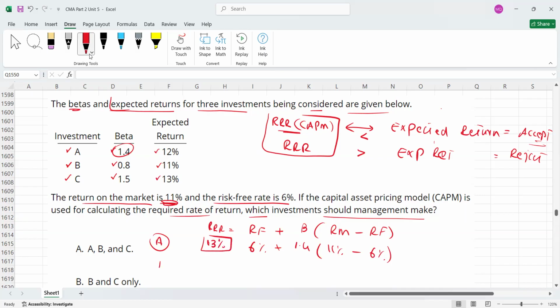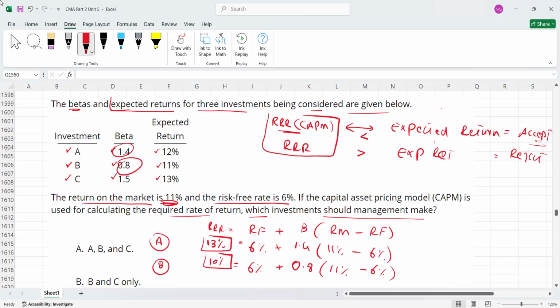Similarly, you will solve for investment B also. Again, the risk-free rate is not going to change. Just take the beta of B, which is 0.8, times 11% minus 6%. The market return is the same, the risk-free return is the same. If you solve it, I believe you will get 10%. Just recheck your calculations. Required rate of return.